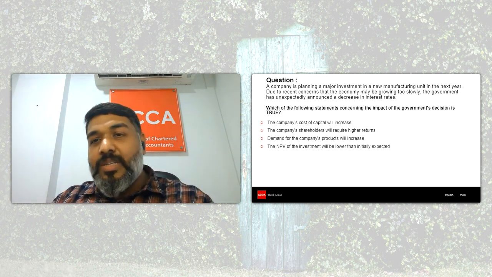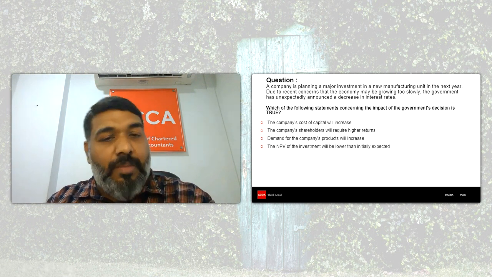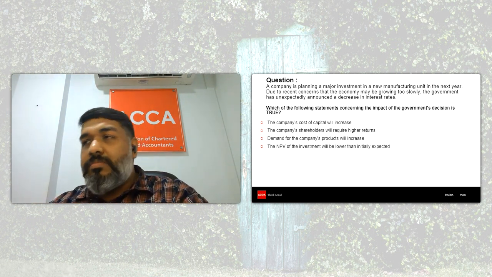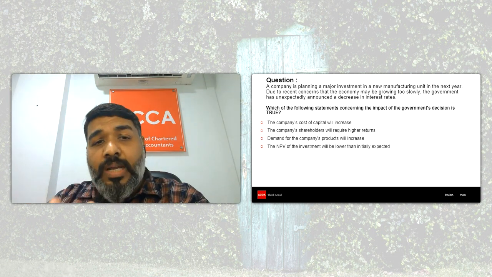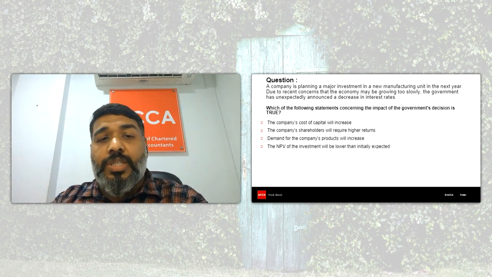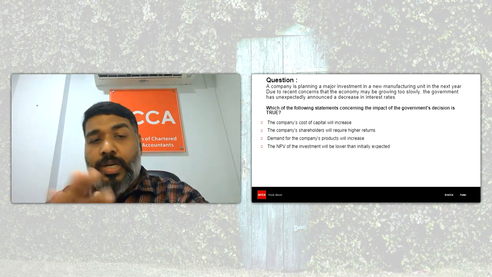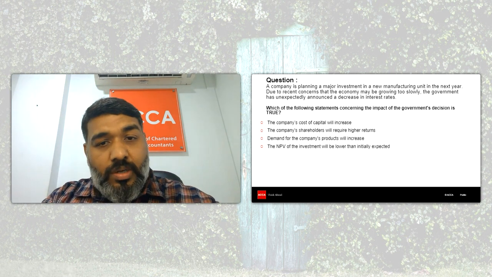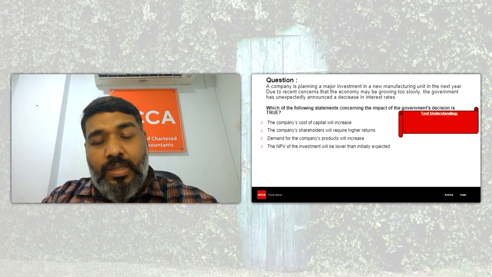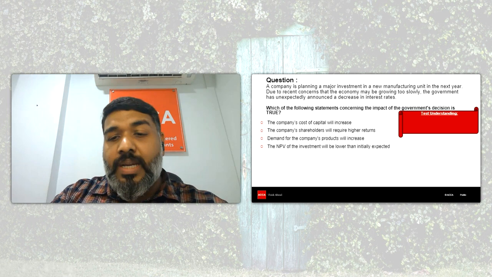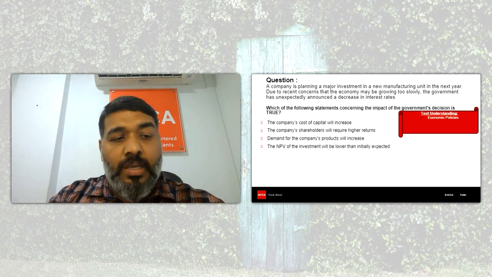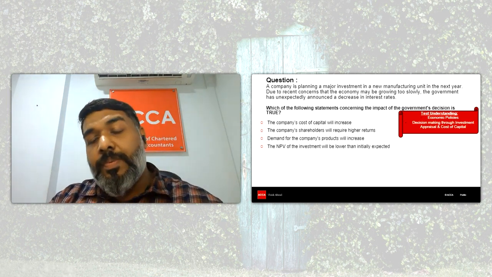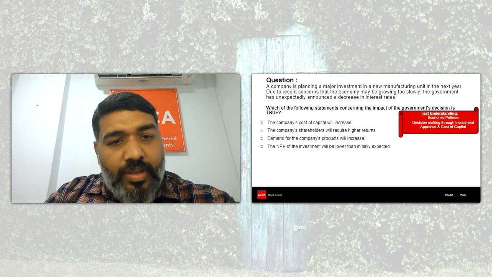KD has decreased, interest is reduced, the KD will reduce, the cost of capital will reduce, and obviously the shareholders, since the risk-free rate and all those interest rates have reduced, are also going to require lower returns. So it's not the first option. This particular question is going to test your understanding of economic policies. It's going to test how your decision making works through investment appraisal and cost of capital. It's a combination of these things. So it's obviously not the first one.